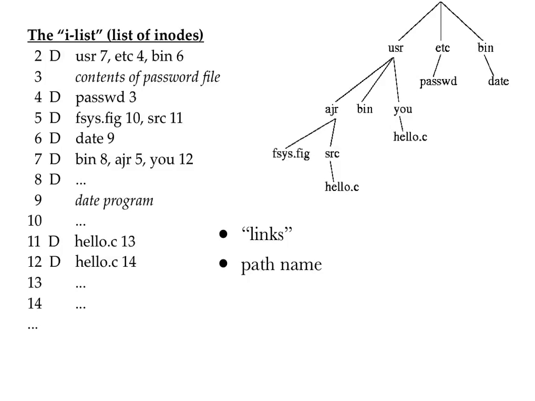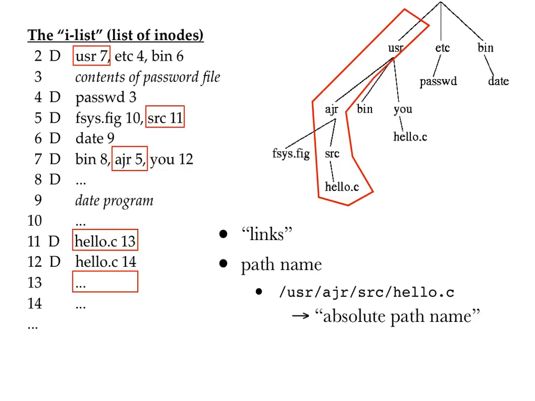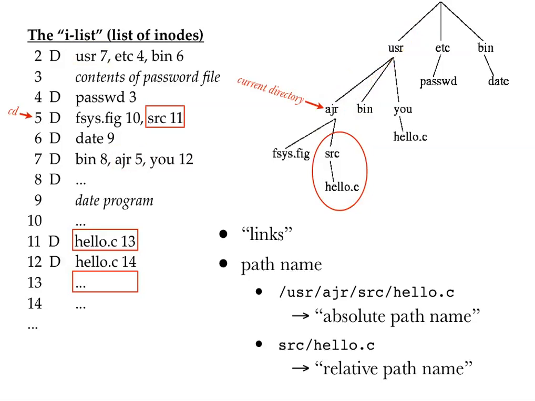For example, the hello.c near the lower left of the picture can be identified as /user/ajr/source/hello.c. Since the path name begins with a slash, it starts from the root of the tree at the top. This is called an absolute path name. Alternatively, if we do not begin with a slash, we start from the current directory, which you can change with the cd command, as you know. This is called a relative path name.